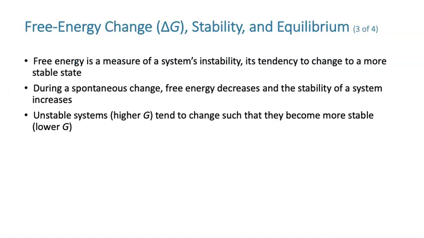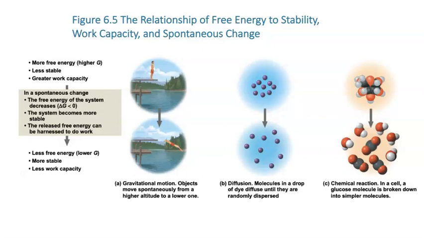So again, free energy is a measure of a system's instability, its tendency to change to a more stable state. When you're going through a free energy change, the free energy decreases and the stability of a system increases. When that rock gets down to the bottom of the hill, it's a much more stable system. Unstable systems that have a higher G tend to change so that they become more stable, having a lower G over time. Let's take a look at some quick examples, some of which you're already familiar with.